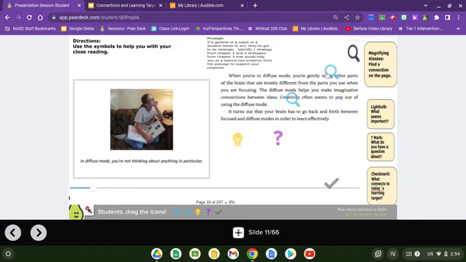I see someone being creative looking away from the work at hand right there. She's in diffuse mode. There's a connection. It turns out that your brain has to go back and forth between focus and diffuse modes in order to learn effectively. It seems not only important, but it also seems to connect with today's learning target.